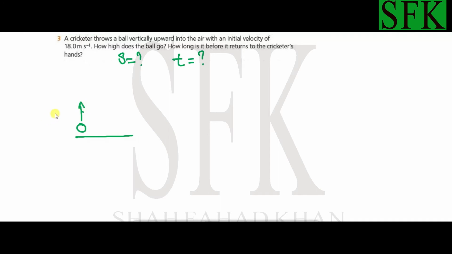Ball goes up, its initial velocity was 18 meters per second. It reaches a maximum height, then it returns back to the same person. So before hitting his hand, its velocity must have been 18 meters per second as well. Its speed is actually 18 meters per second.